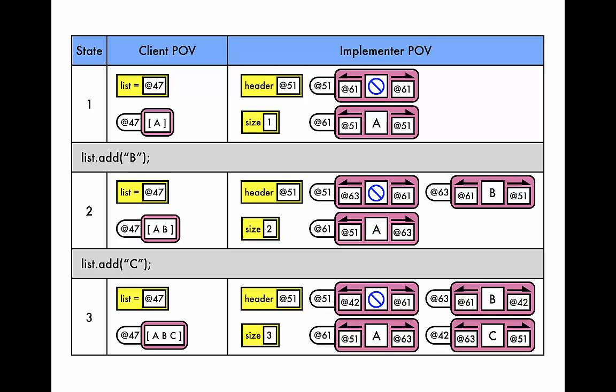This is a tracing table that shows you the client point of view and the implementer point of view when adding elements to the end of the list. Now, we're not using arrows for the next and previous links anymore, but this approach works just fine, and I just wanted to show you that you can reason using this type of diagram.